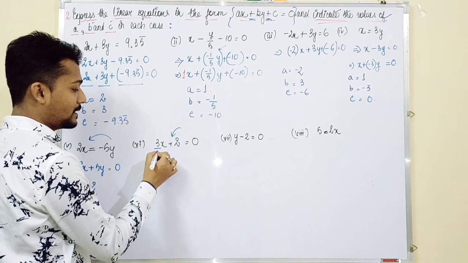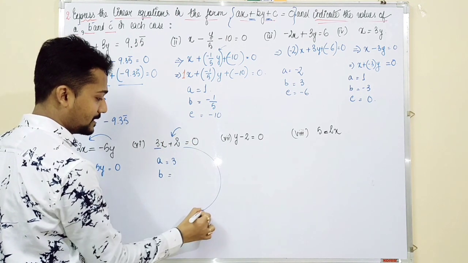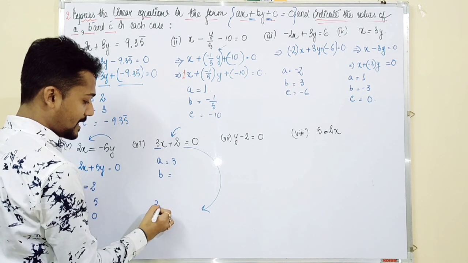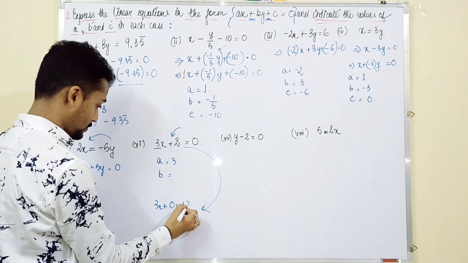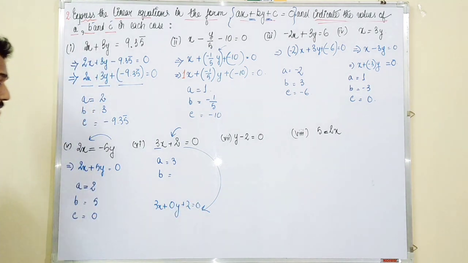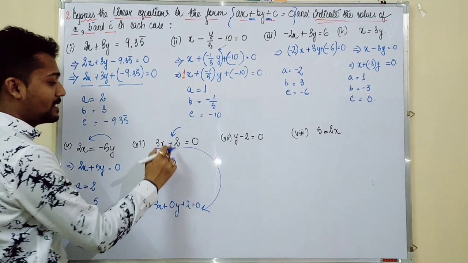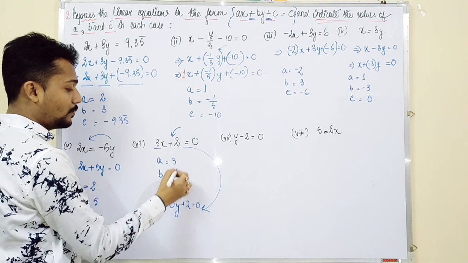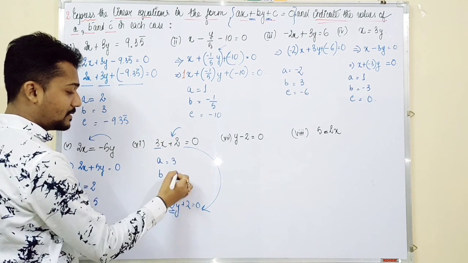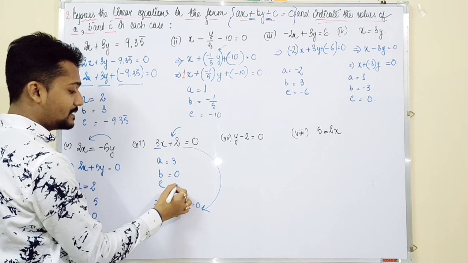That means what can we write? See here carefully. I am writing it down. 3x plus 0y plus 2 is equal to 0. 0y means what? 0 into y is equal to 0, which means there is nothing there, isn't it? So B is equal to how much? B is equal to 0 and C is equal to how much? 2.